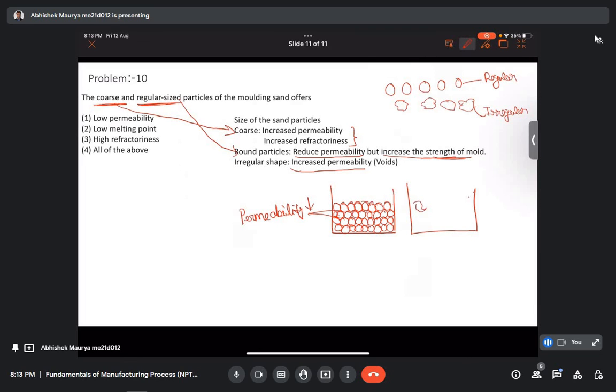But whereas if we have irregular particles, suppose like that, then we would have got bigger voids, irregular bigger voids, so the permeability would have been increased.